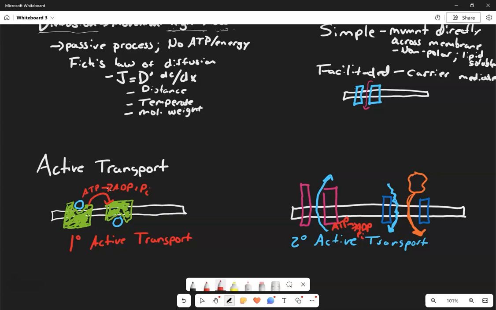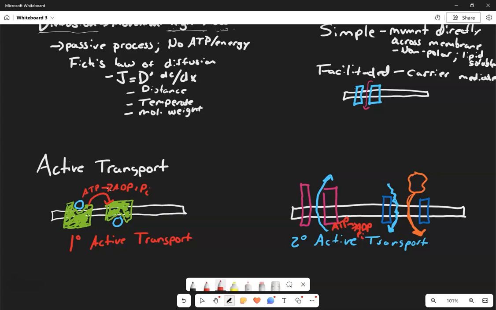So in primary active transport, like we see over here, that ATP is used directly in the movement of a given molecule. Over here, the ATP is used to move one molecule, which then assists in moving another molecule. So that is your secondary active transport, right? And these are all different ways that things can move in and out of the cell.